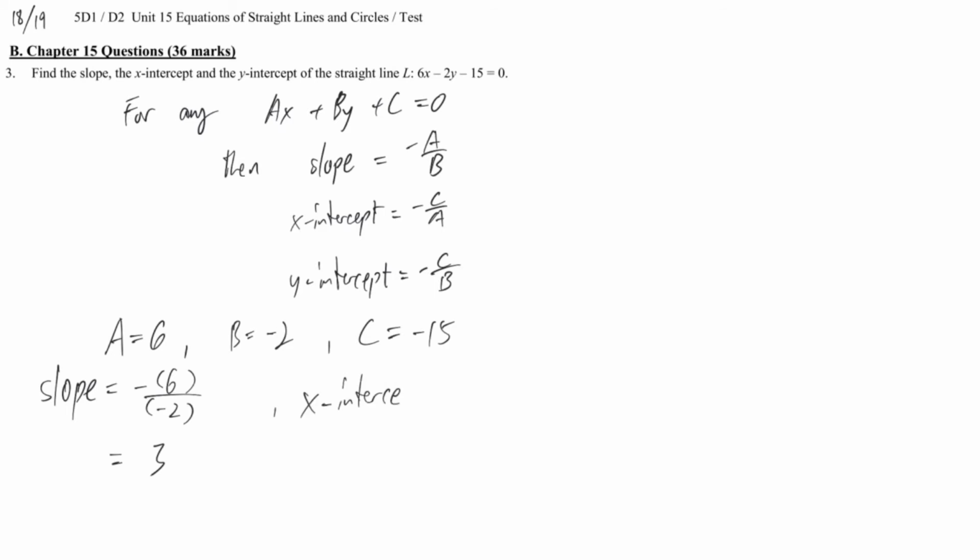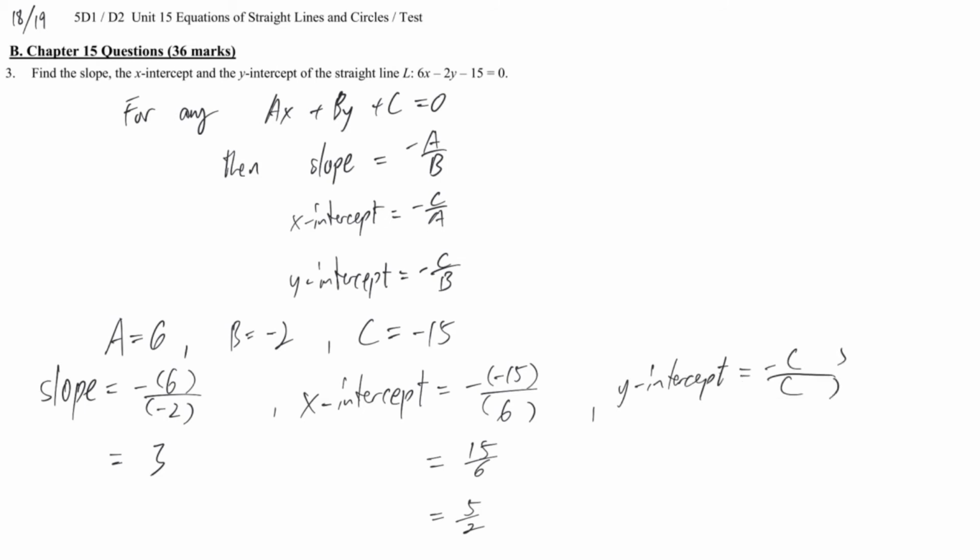The x-intercept is equal to negative c over a. c is negative 15 while a is 6. So we have 15 over 6, that means 5 over 2. Finally, the y-intercept is equal to negative c over b. c is negative 15 while b is negative 2. So we get negative 15 over 2.